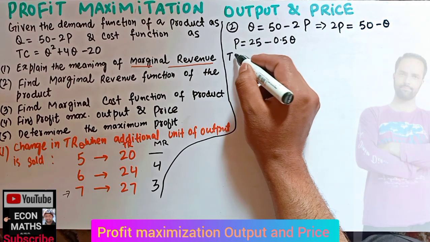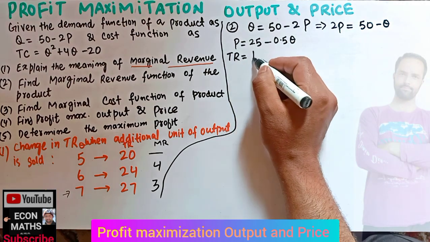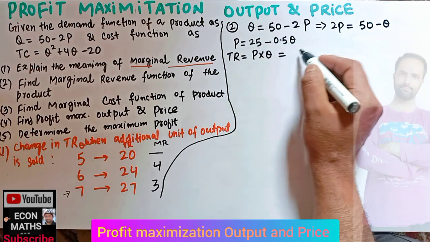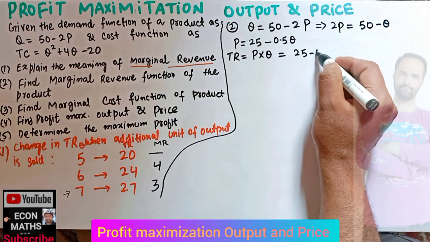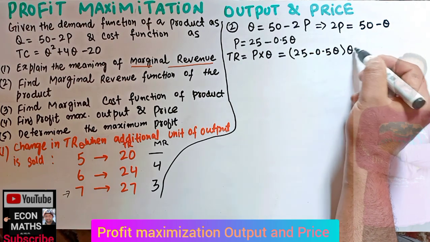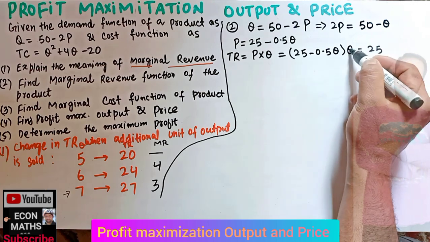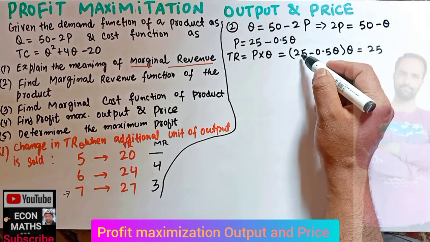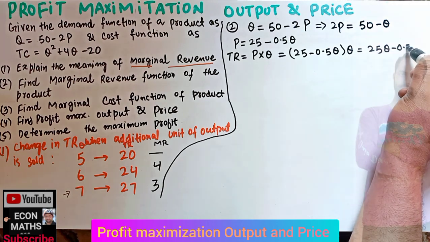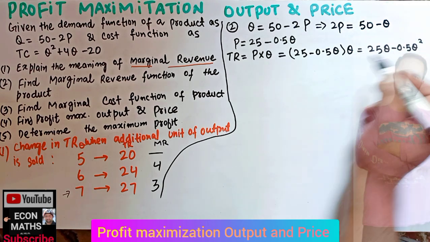Now what is total revenue? Total revenue is simply equal to price into output. And what is our price function? This 25 minus 0.5Q. To this we multiply Q, which gives us 25Q minus 0.5Q square. This is our total revenue function.